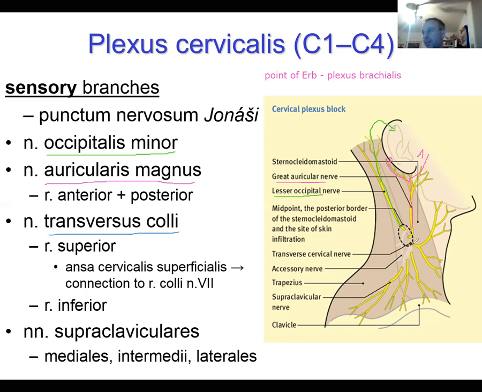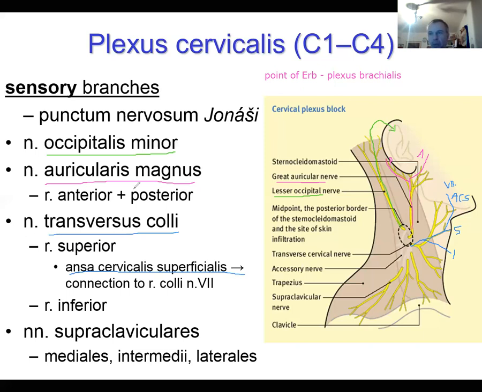The transverse cervical nerve runs ventrally across the sternocleidomastoid and divides into two branches, above and below the hyoid bone, which we call a superior and inferior branch. And then we have a communication between the superior branch and the facial nerve, which we call ansa cervicalis superficialis, so superficial ansa cervicalis. This is a very superficial, thin communication between the facial nerve and the transverse cervical nerve.